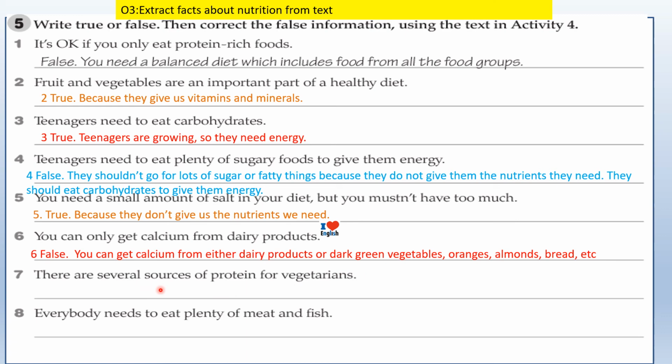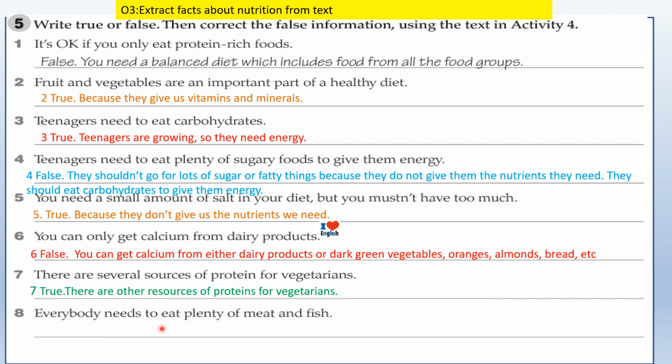There are several sources of protein for vegetarians. Of course, vegetarians don't eat meat. And we have learned that a very large amount of protein we can find in meat. But what about vegetarians? They don't eat meat or chicken or even fish. How can they get the protein they want? There are several sources. True, there are other sources of protein for vegetarians.